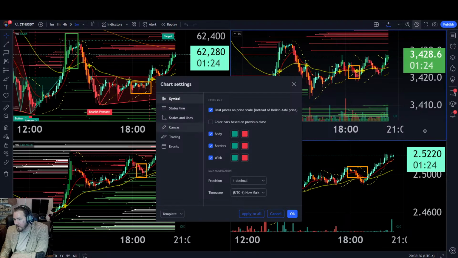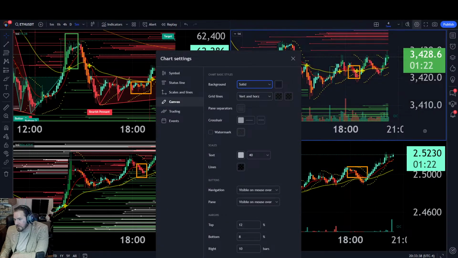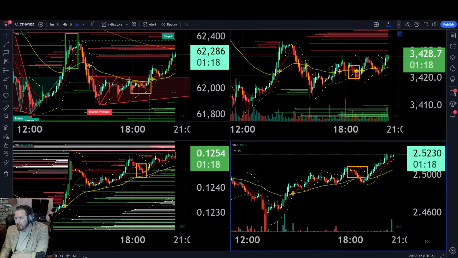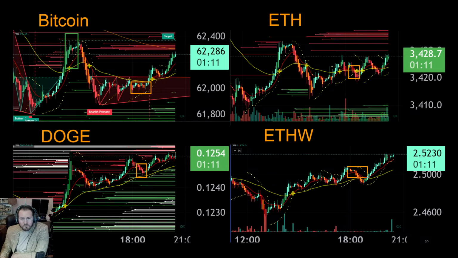I think I left it on gradient too. So let's go back to canvas and click solid. Let's save my chart. Save at the top. And let's see what this looks like now. Everything looks back to normal. Looks a little bit better. Great. I guess I'm in the money too because Doge was going up during this time as well.